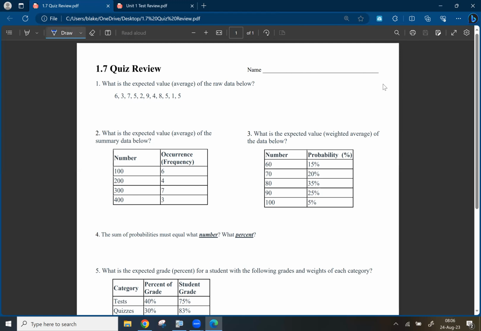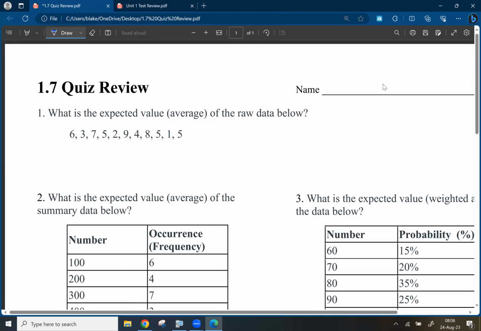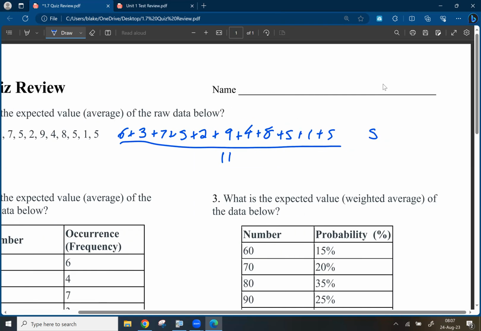Let me go ahead and show my work, though, just because I'm going to post this later. Let me zoom in a little so I can more easily write. So 6 plus 3 plus 7 plus 5 plus 2 plus 9 plus 4 plus 8 plus 5 plus 1 plus 5, all divided by 11. Like I said, that came out to 55 divided by 11, which comes to 5 as an answer.